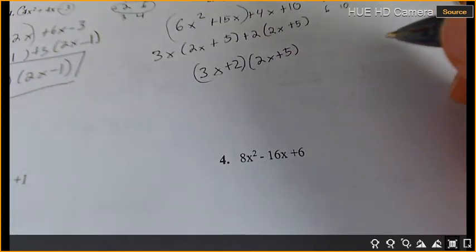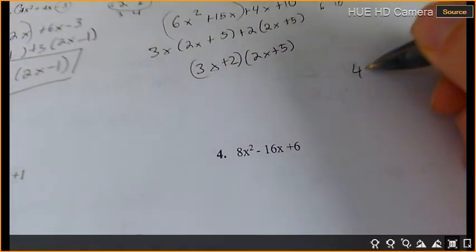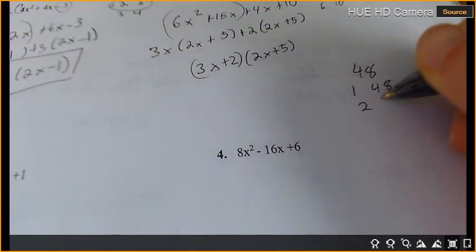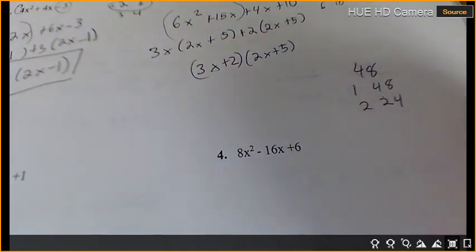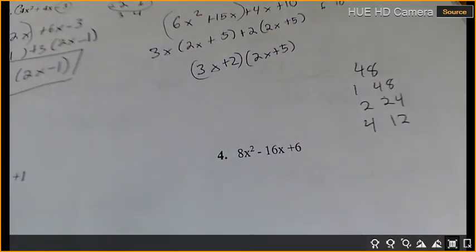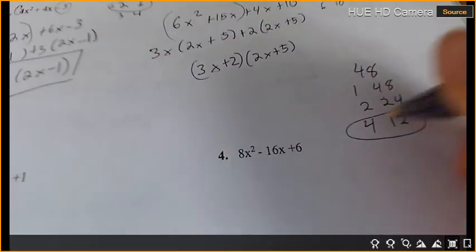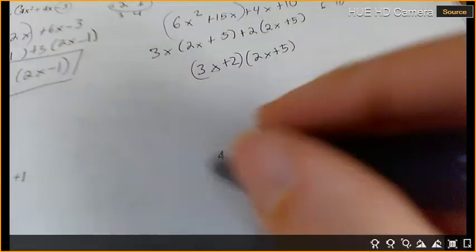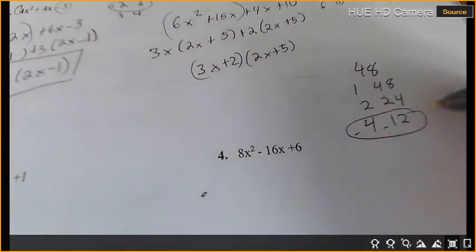What's 8 times 6, guys? 48. What are factors of 48? We got 1 and 48, 2 and 24, 3 doesn't go in there evenly, 4 times 12. Which one of these adds up to 16? 4 and 12. They both have to be negative, right, to get negative 16? Oh, yeah. Okay. Negative 4 plus negative 12 gives me negative 16.